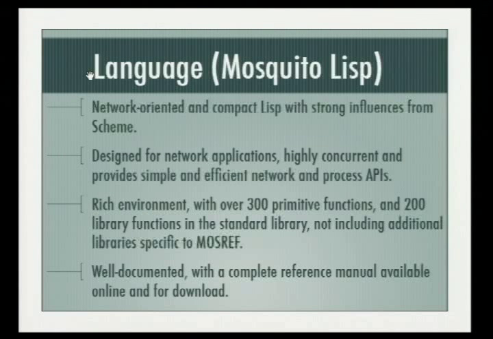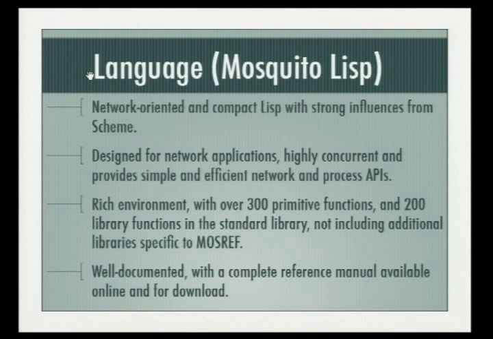Now, Mosquito Lisp, the language. It's a network-oriented and compact Lisp with strong influences from Scheme. It's designed for network applications. It's highly concurrent and provides simple and efficient network and process APIs. Over the last year, we have implemented our library functions. We have over 300 primitive functions and 200 library functions in the standard library, not including additional libraries specifically for MOSREF.